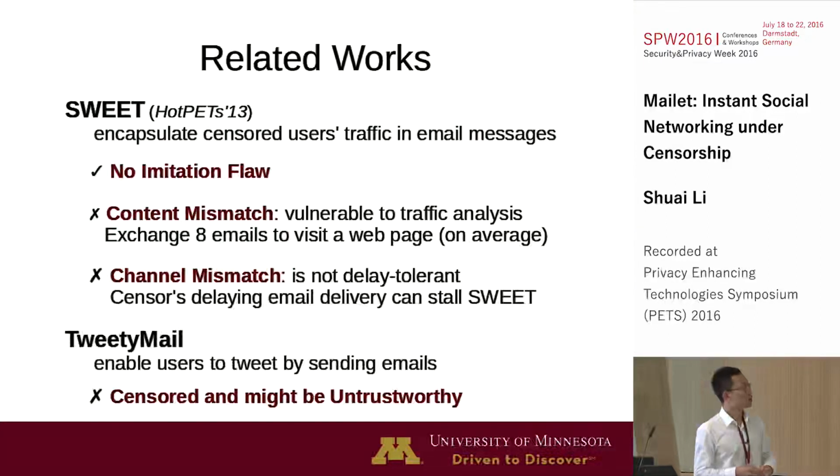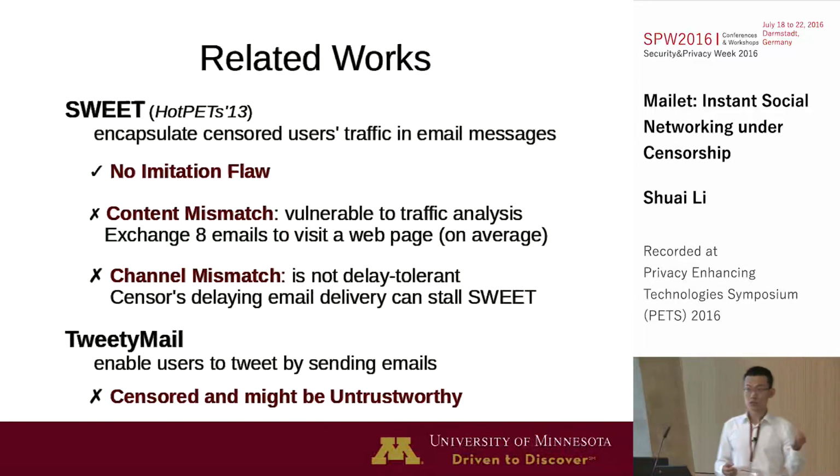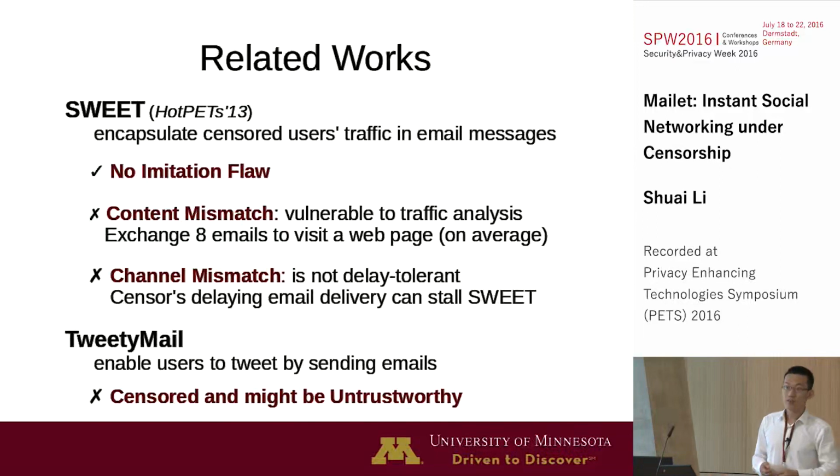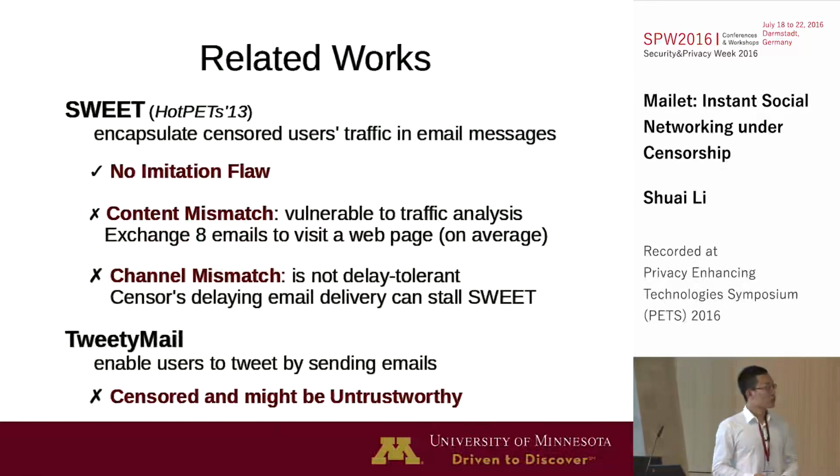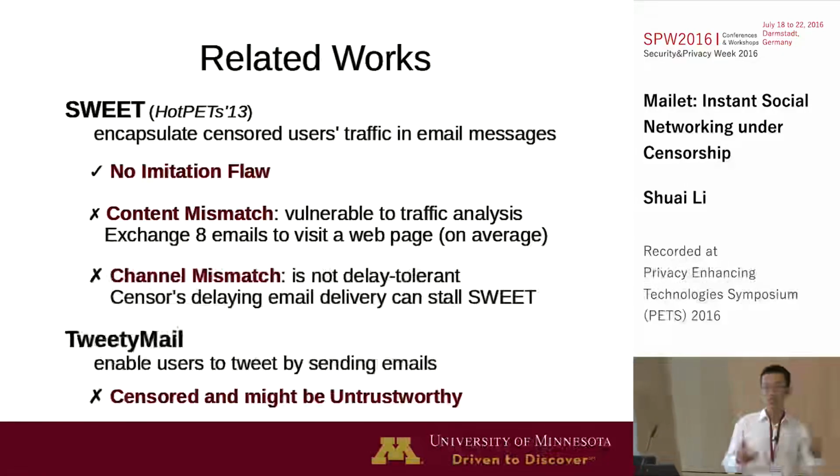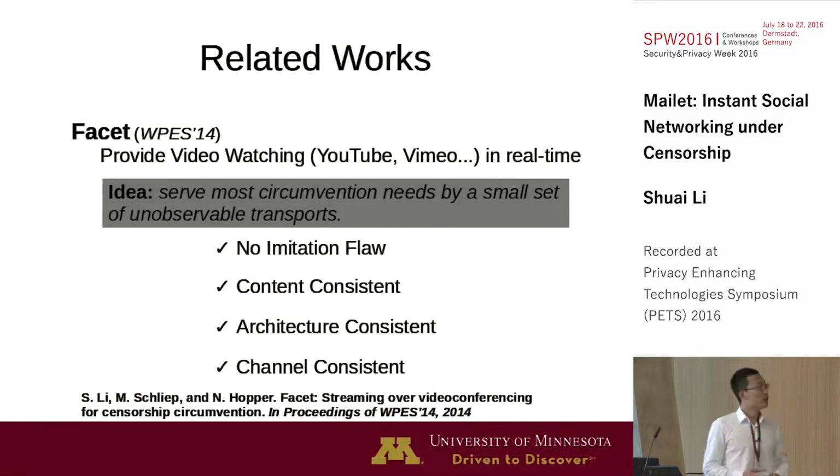Another problem about SWEET is that it is not channel consistent. The email service can tolerate a certain kind of delay, but if SWEET is carrying non-delay-tolerant protocols, such delay can be used by the censor to disrupt the system. We also talk about Tweet-by-email, which also uses emails to send tweets to the Twitter website. But it is not designed for anti-censorship purposes, so it is blocked. And the second problem about Tweet-by-email is that you have to trust it. If it is malicious, it can post any messages on behalf of you. So that's another problem.